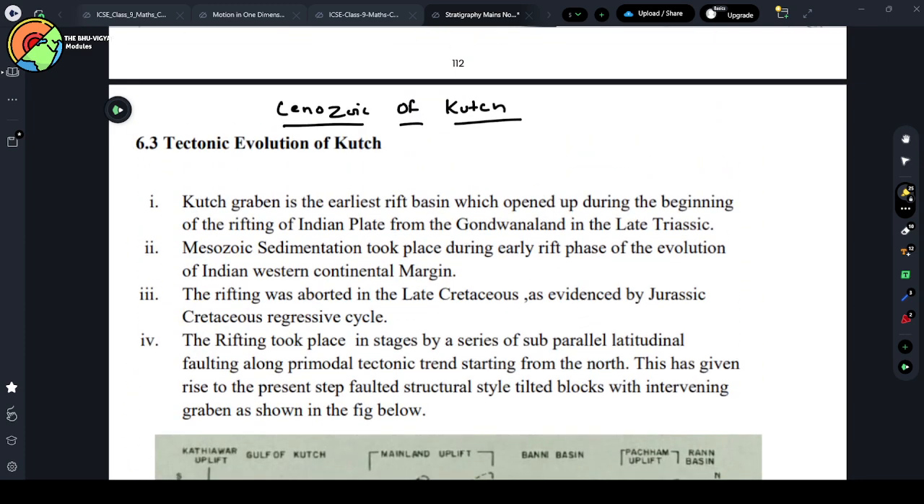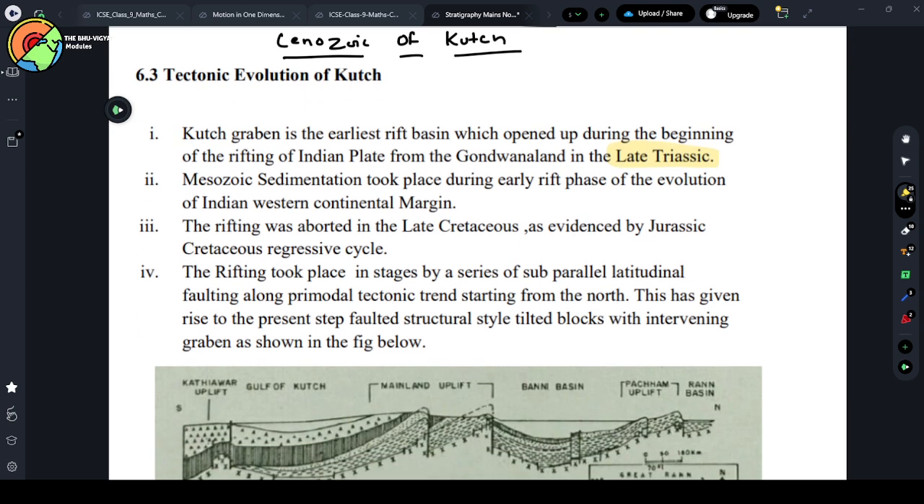So if we talk about the evolution of the Kutch basin, Kutch Graben is the earliest rift basin which opened up during the beginning of the rifting of the Indian plate from Gondwanaland during late Triassic. So during the late Triassic, the rifting occurred when the Indian plate was getting rifted from Gondwana. At that time an elongated rift basin was created, which resulted in the formation of Kutch Graben. After the graben formed, early sedimentation took place during the early rift phase of the evolution in the Indian western continental margin.